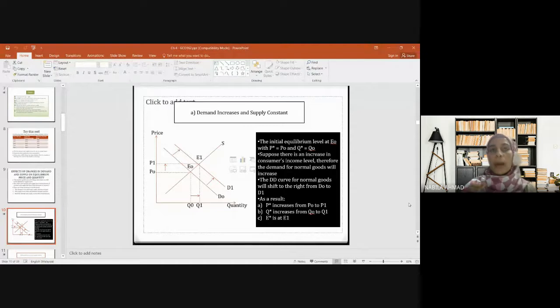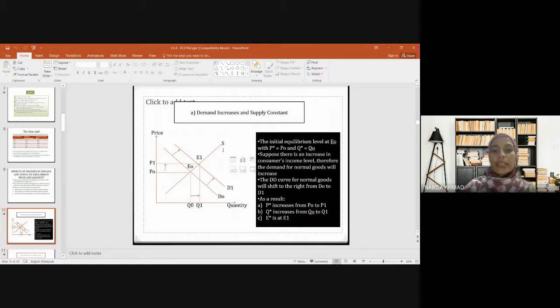So here, apabila when there is an increase in the demand for normal good, when there is increase in income, so income ini adalah determinant of demand. Okay, so when there is increase in demand, apa yang berlaku kepada normal good, the demand for normal good will increase, so dia akan affect demand curve. Jadi demand curve akan shift to the right from D0 to D1, and supply curve remain unchanged sebab income ni determinants of demand. Okay, so D0 shift to the right, to D1.